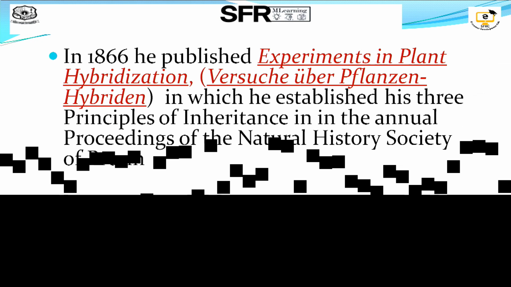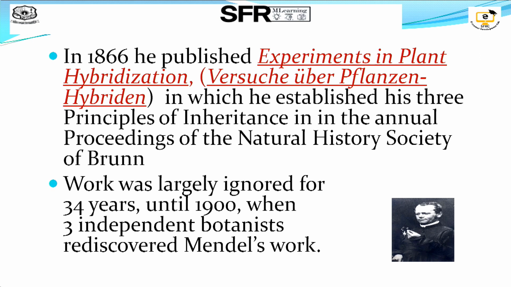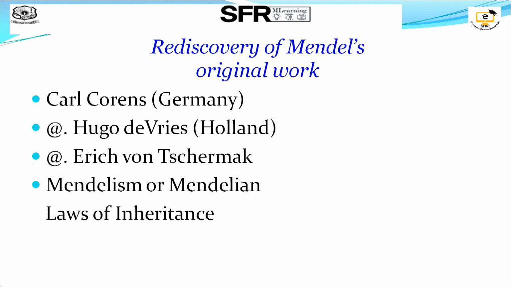In 1866, he published his experiments in plant hybridization, in which he established his three principles of inheritance, in the annual proceedings of the Natural History Society of Brunn. Of course, his work was largely ignored for 34 years, because he published in 1866 and only in 1900 three independent botanists rediscovered Mendel's work, after his death. These three scientists were Karl Correns of Germany, Hugo de Vries of Holland, who is called the father of mutation, and Erich von Tschermak. So Mendelism was found out by them.